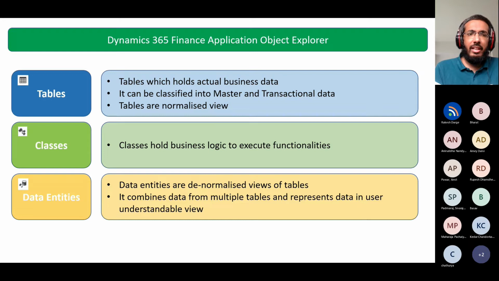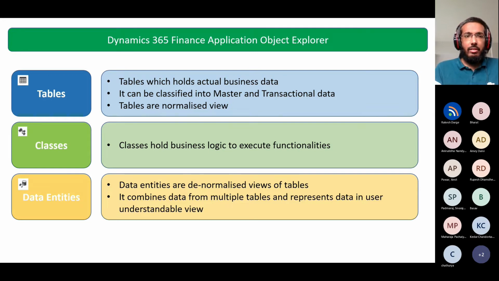The tables can be classified into two categories, master level data or transactional level data. And the tables are more or less a normalized view. So in a sense, if you directly go and view a table behind the scenes, you will see that the tables are at a granular level, wherein you will not be able to understand much information by just looking at or browsing a table.